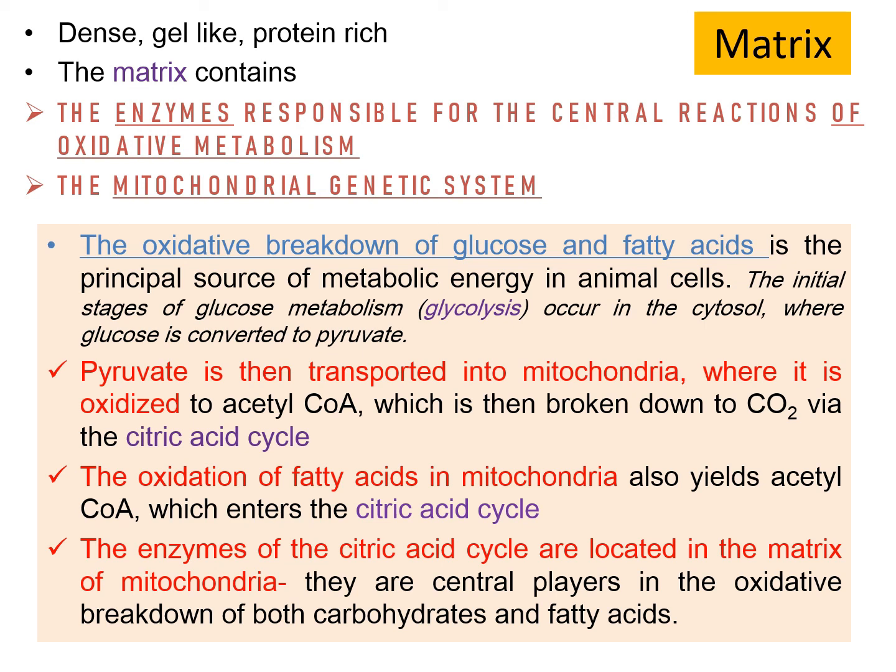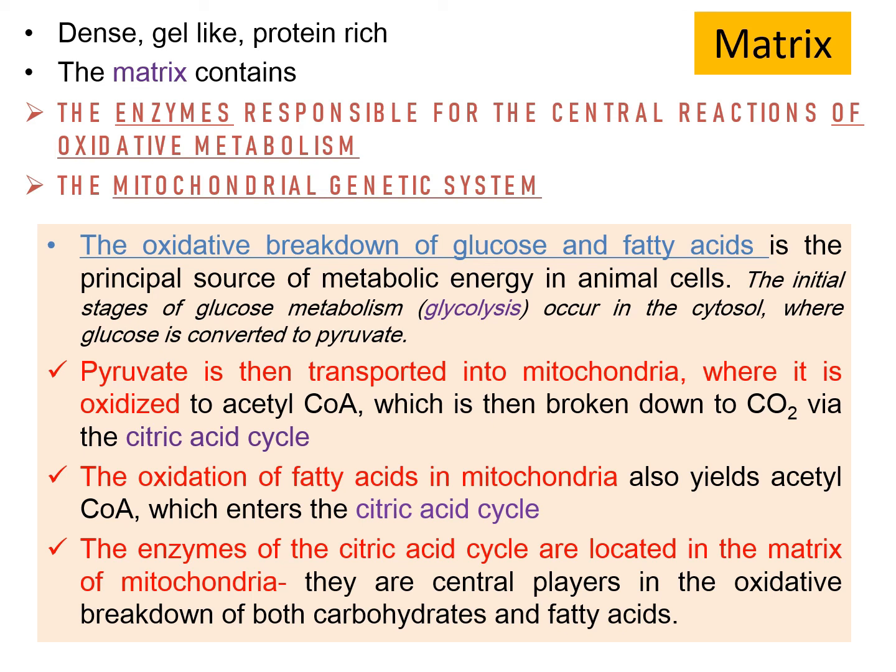It is broken down to carbon dioxide. Now, coming to the fatty acids. The fatty acids are also oxidized, and that takes place in the mitochondria. The oxidation of fatty acids will also yield acetyl coenzyme A, which will again enter the citric acid cycle. So, acetyl coenzyme A will be derived from glucose through pyruvate as well as by the oxidation of fatty acids. Both these yield acetyl coenzyme A, which will enter the citric acid cycle, and that takes place in the mitochondria.